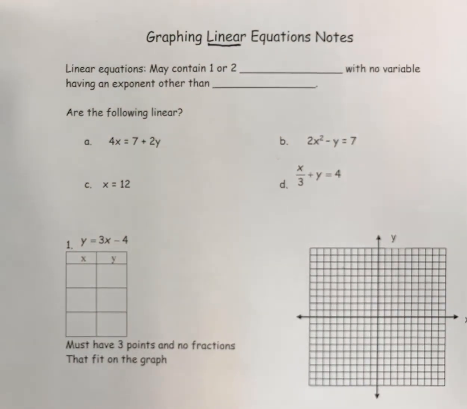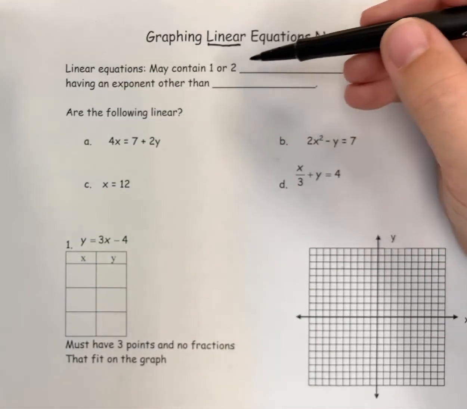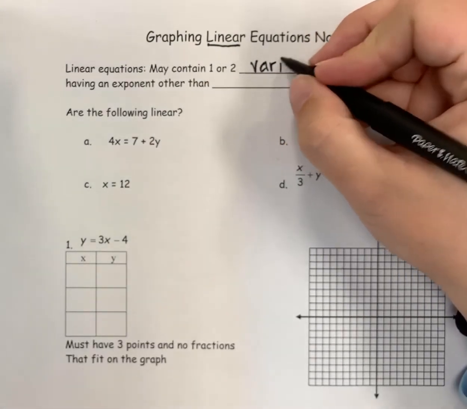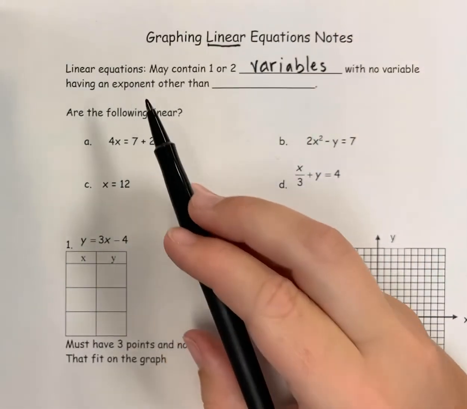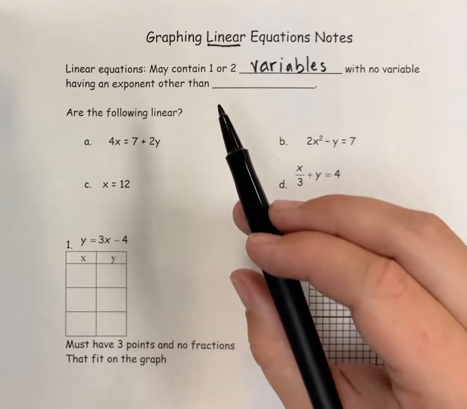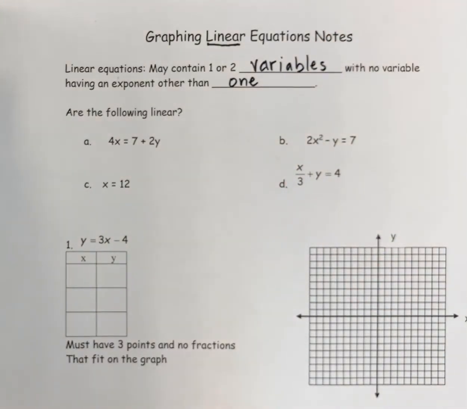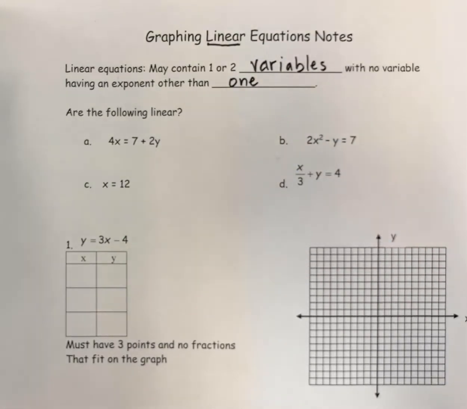So real quick, linear equations are going to contain one or two variables with no variable having an exponent other than 1. So the variable cannot have an exponent that is anything other than 1. So we're going to look at these following examples here, and we're going to decide, is it linear or not, based on what we were just told.